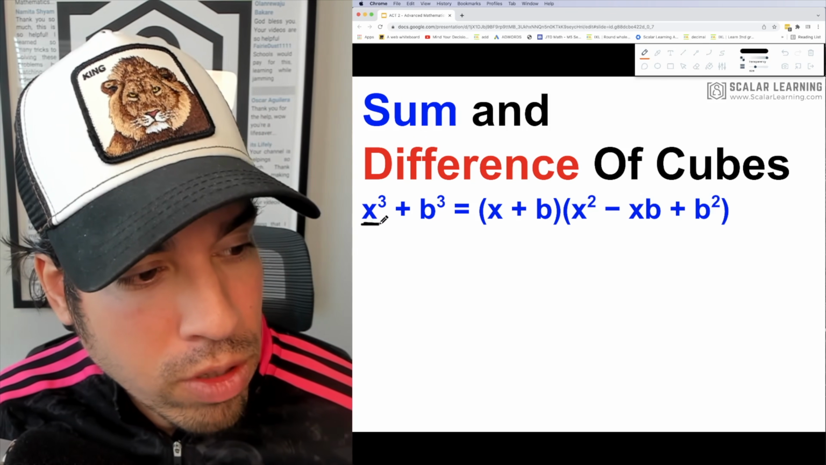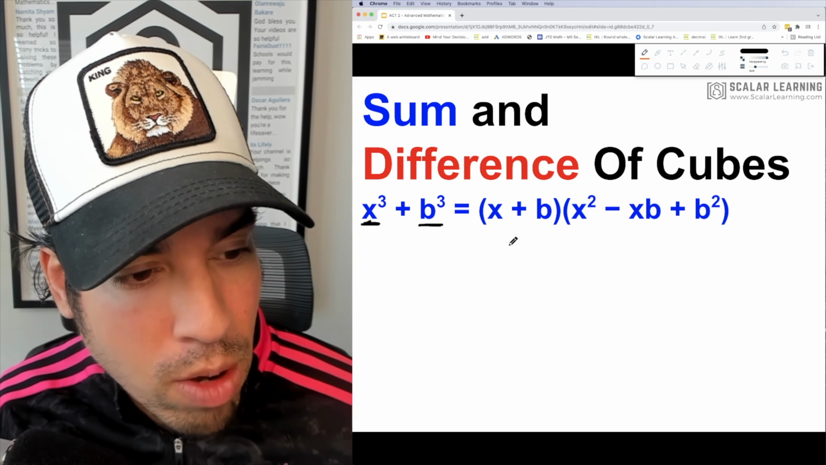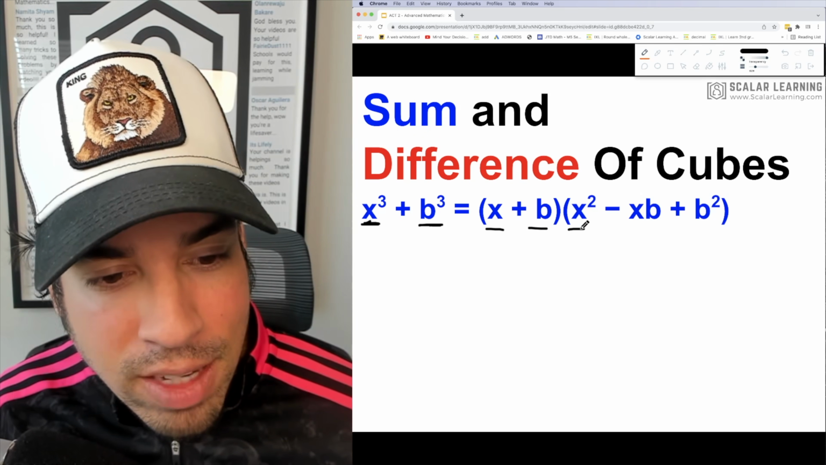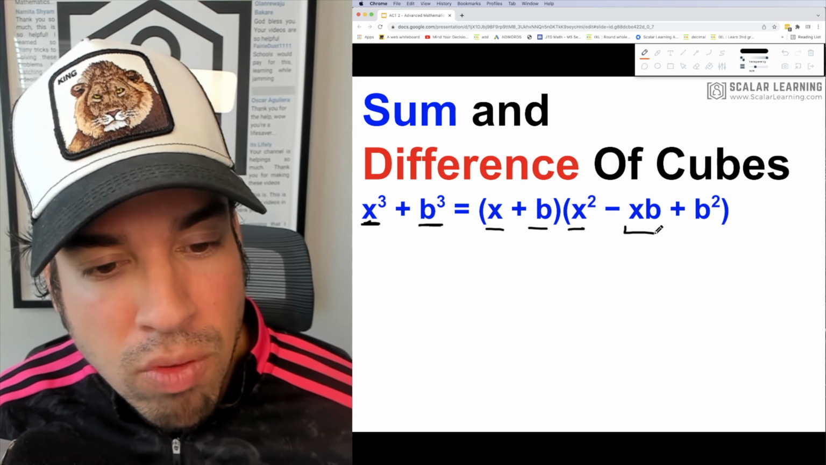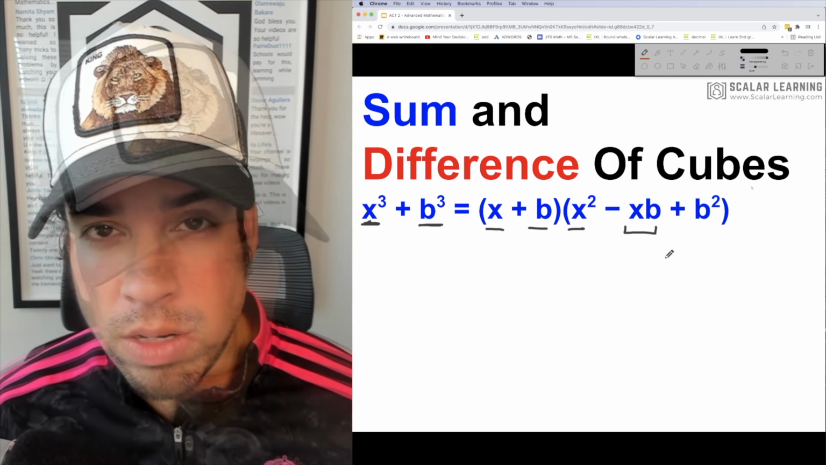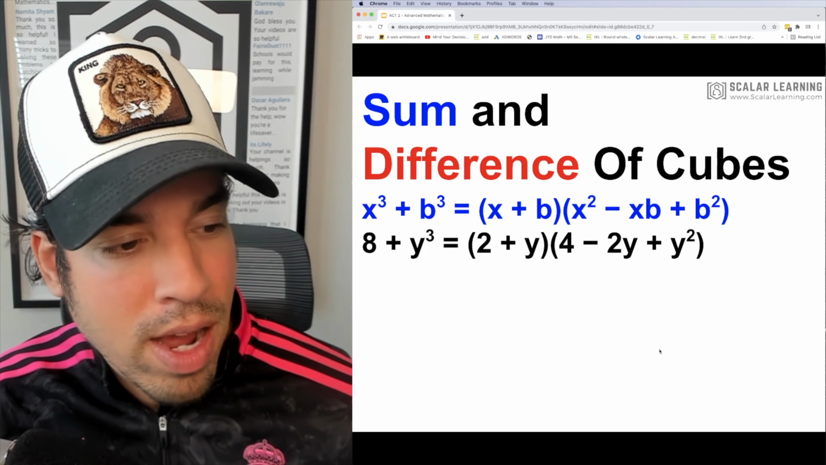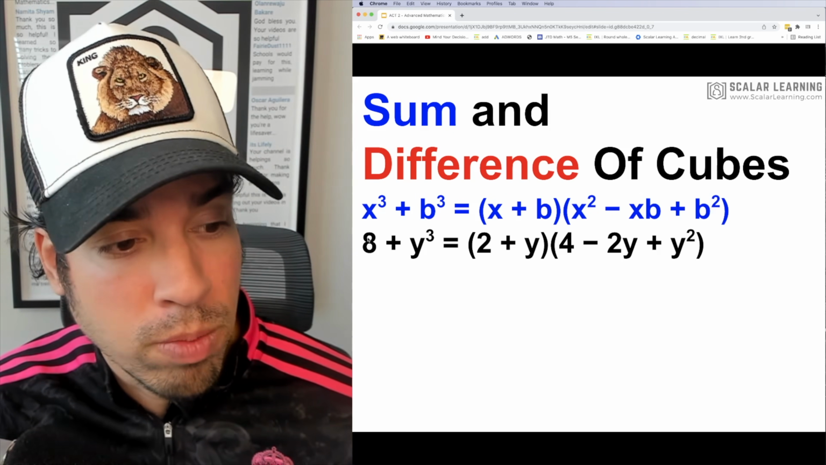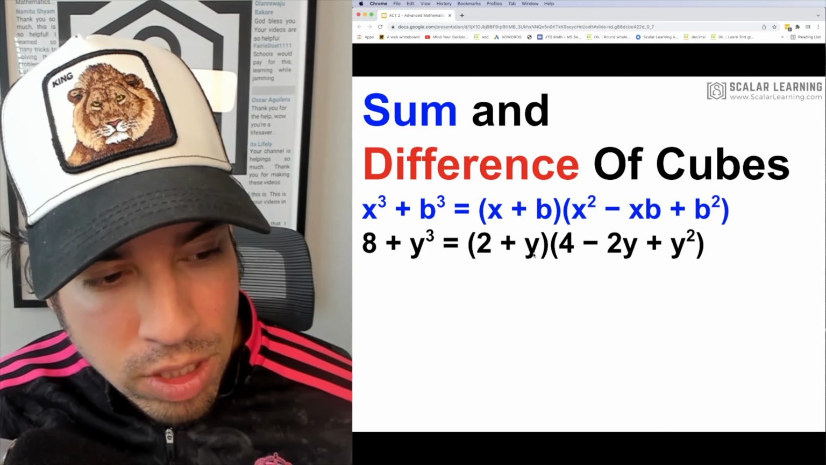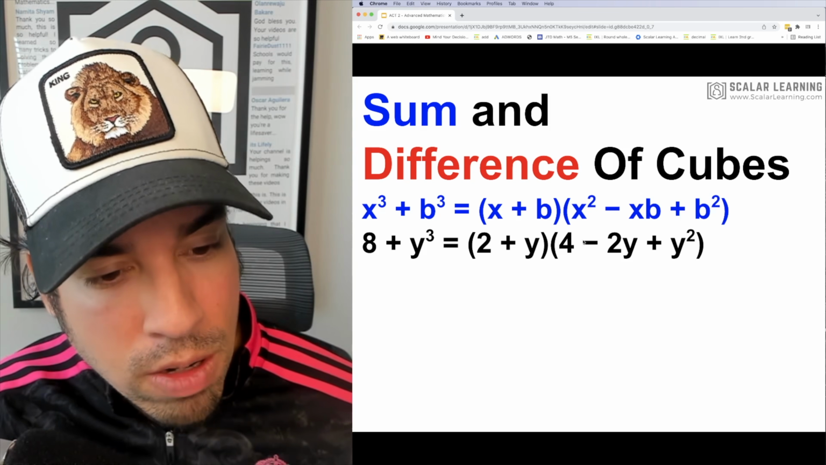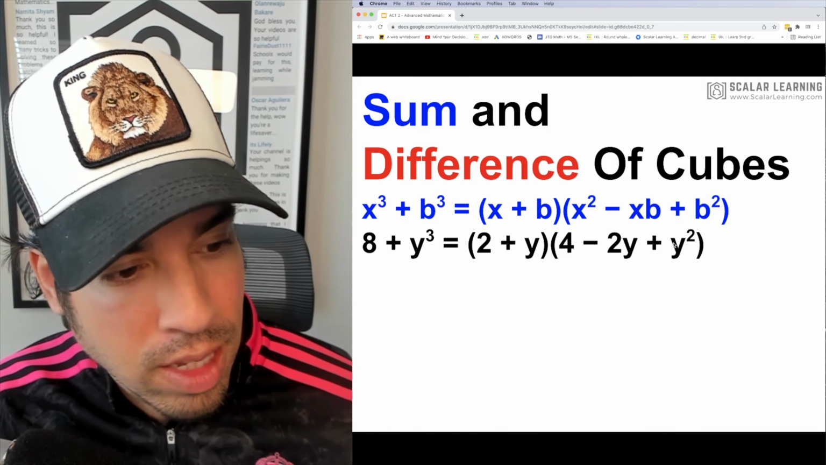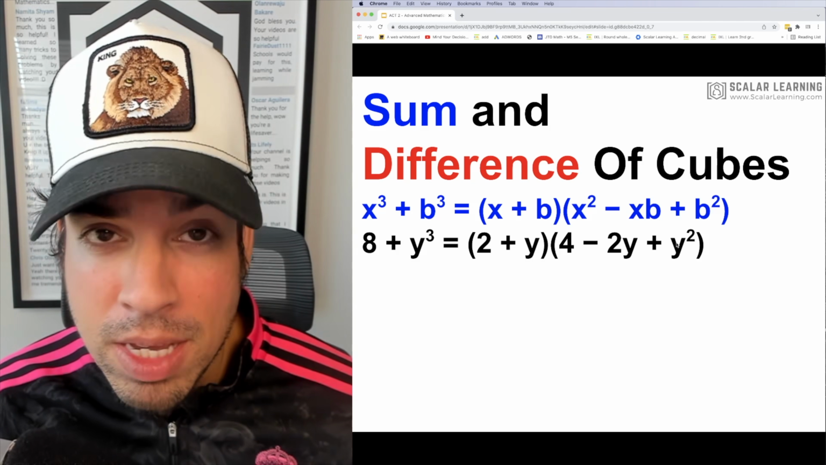We have whatever to the third power here and whatever to the third power here. That x value is going to go here, and that single b value is going to go there. Then we have x squared minus the product of x and b, again the cube root of these original terms, plus b squared. Now for an example, we have 8 plus y cubed. Again, 8 is 2 cubed. So the cube root of 8 is 2, that goes here. Cube root of y cubed, that goes here. And then of course, this is 2 squared minus 2 times y right here, and then plus y squared, which is like the b squared up top.